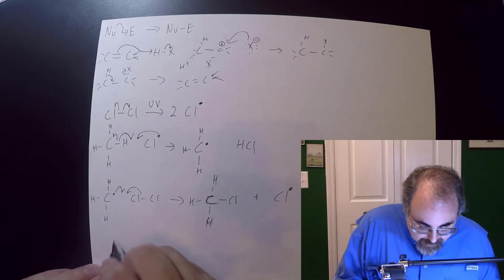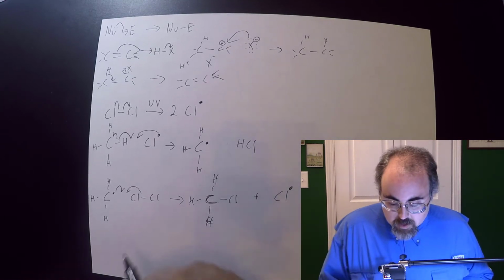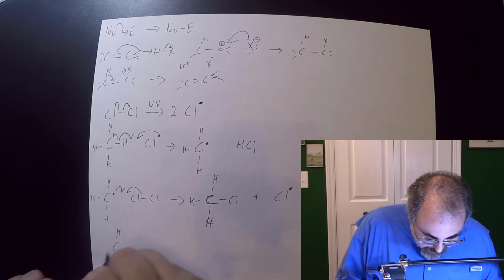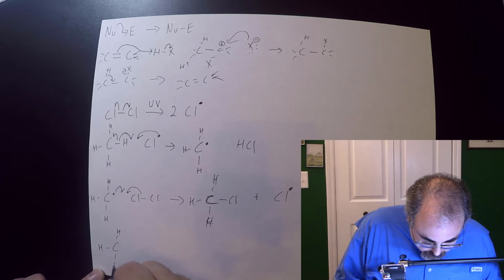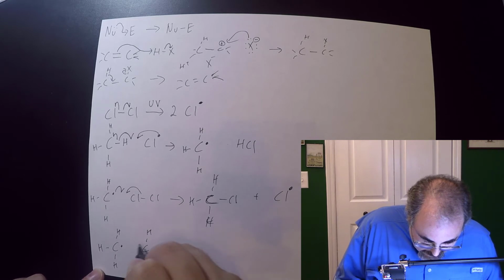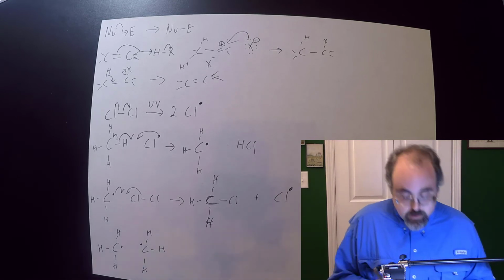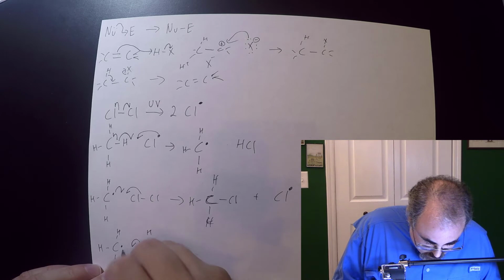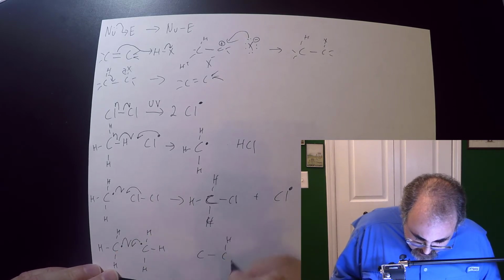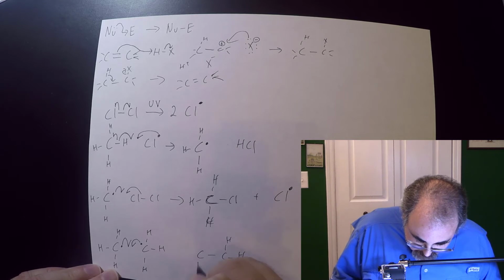So I could easily have a scenario, let's see if this will actually fit on my paper. Yes, I can see it. So I could have a situation where I have, say, this guy and he meets up with another one like him, and I'm just flipping the orientation so they line up nicely. And we do the harpoon thing, and now we get ethane.